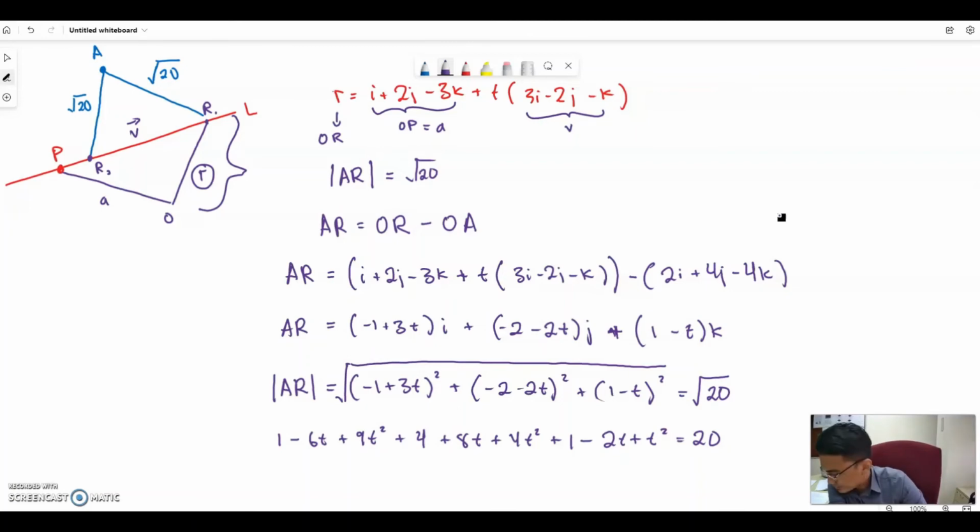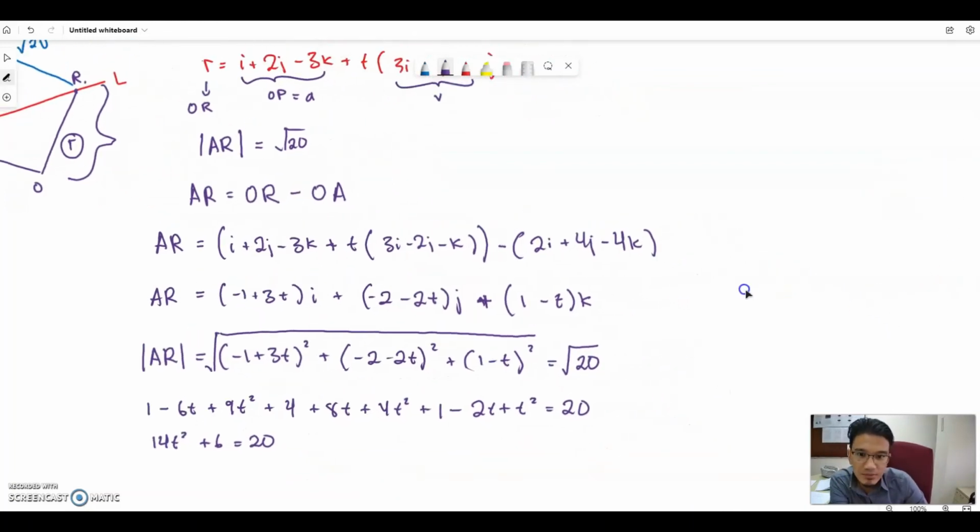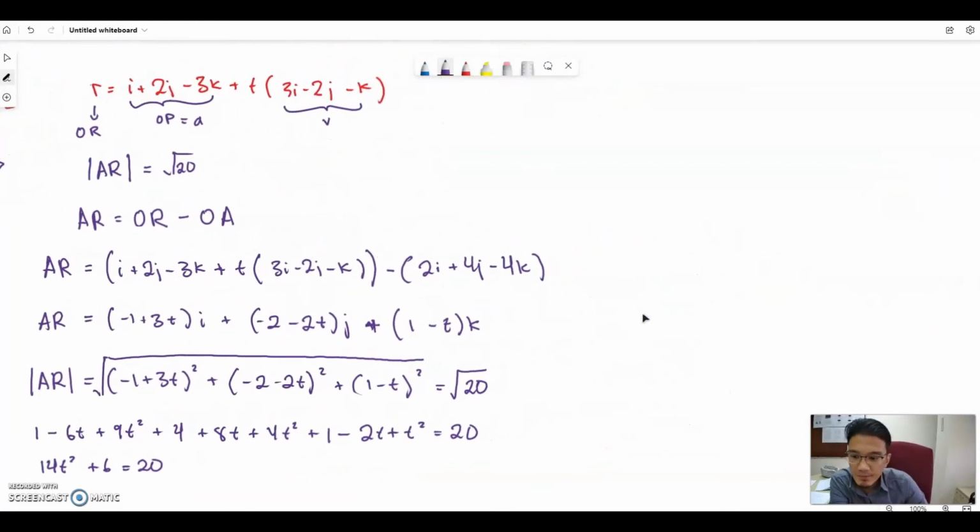Okay, so now we just have to solve for the value of t. We have 14t square plus 6 equal to 20. So 14t square equal to 14. So t square equal to 1. So we have two values for t, which is plus or minus 1. Alright.